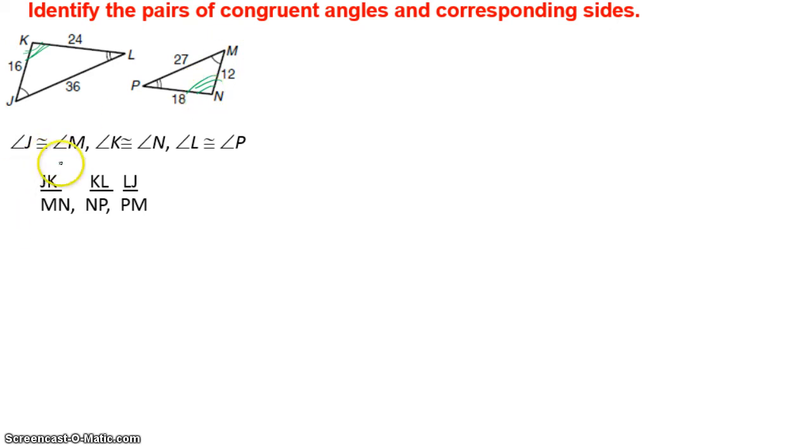So that's our first one. And then if I go K to L, I know that that corresponds to N to P. And then our last one, our L to J, L corresponding with P, that then means P to M, side PM. So there's our corresponding angles and corresponding sides. Again, your corresponding sides are written as the ratio.